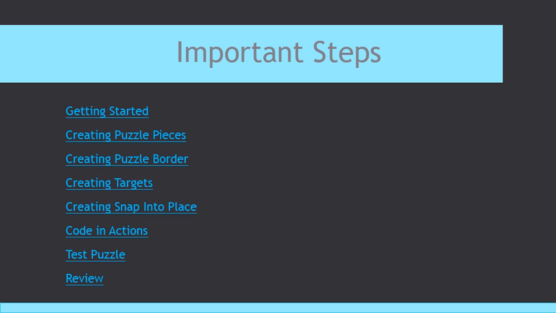Creating the puzzle pieces, I'll show you how to cut up the pieces on the picture you chose to use for your puzzle. Creating a border around that puzzle. Then creating targets, which allow the puzzle pieces to go into their proper places. As well as creating the snap into place action, and then we will be coding the action script into the puzzle so that way it operates correctly.